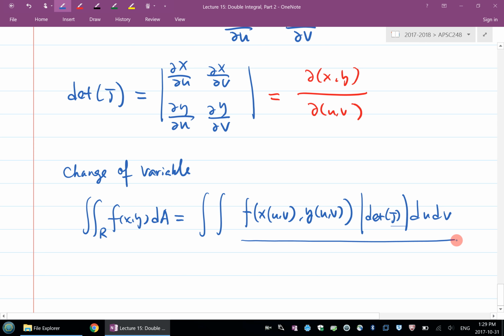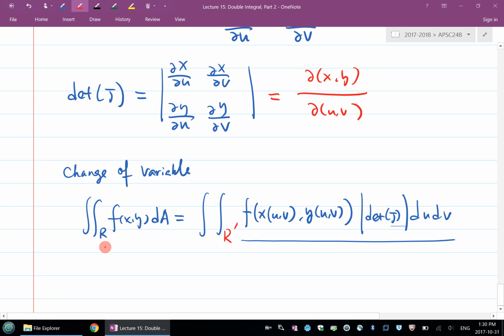Now, in terms of the subscript here, because we change from the xy coordinates to uv coordinates, this actually involves a transformation. So originally you have a certain type of region R.